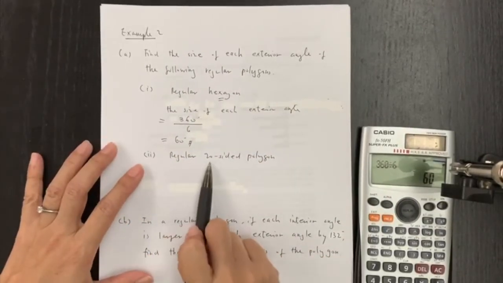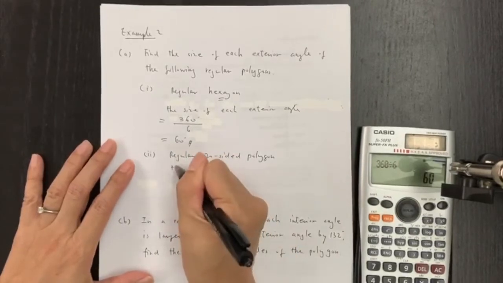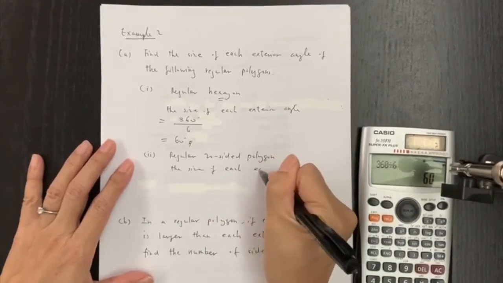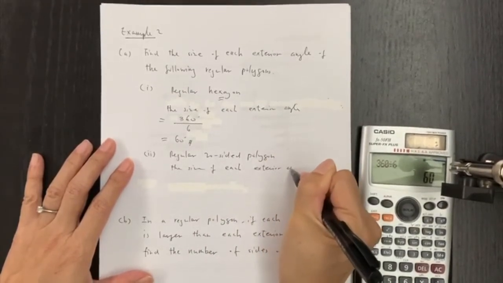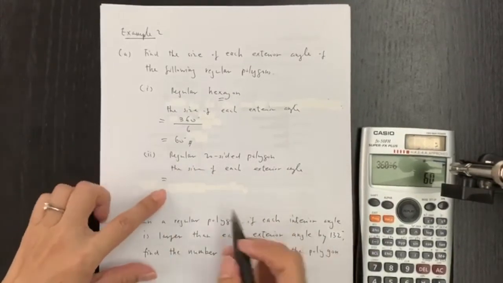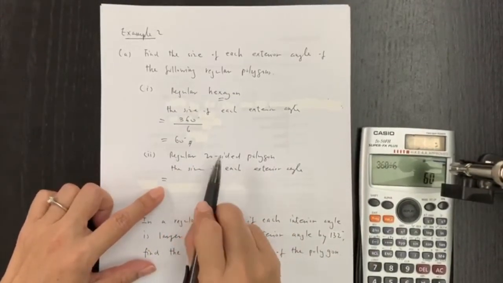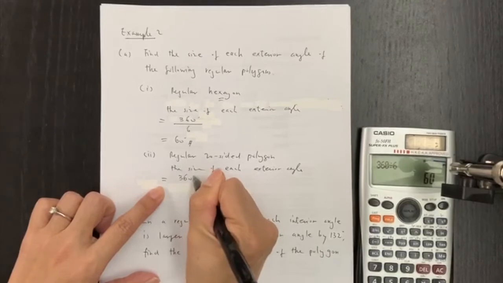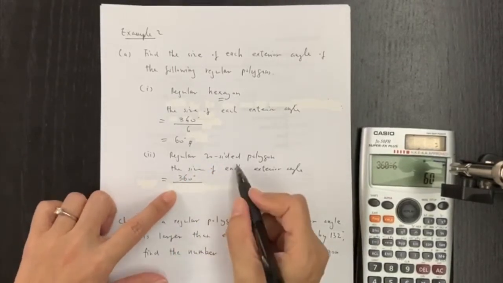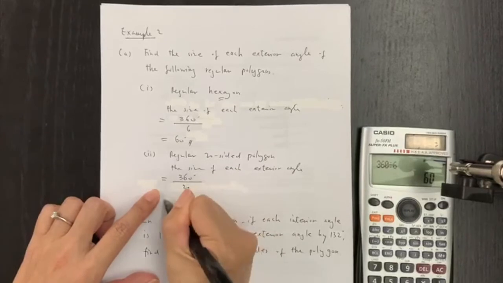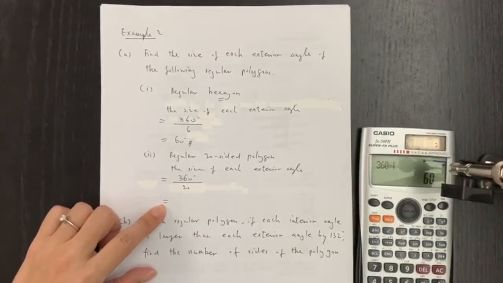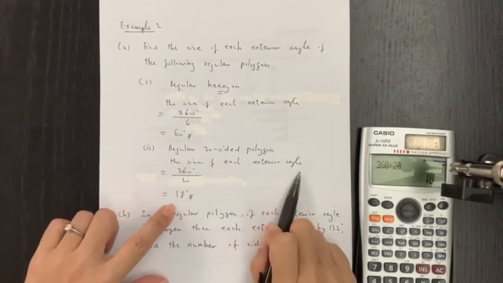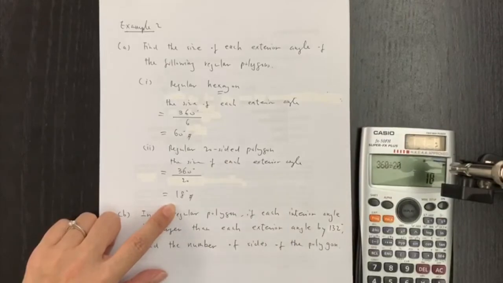Alright, now a regular 20-sided polygon. Okay, so the size of each exterior angle is the statement. Anyway, it doesn't matter how many sides, 20-sided, whatever, hexagon or octagon, whatever, the sum of exteriors is always equal to 360. Okay, so 20 sides means we have 20 angles, so divided by 20. So that would be 360 divided by 20. So each exterior angle of the 20-sided polygon is 18 degrees.